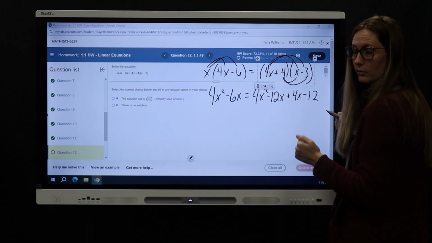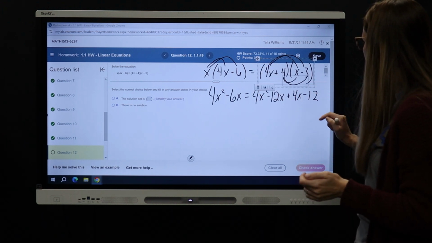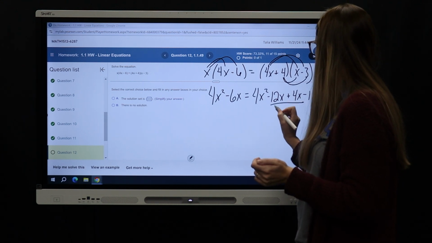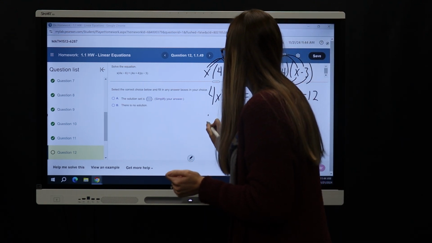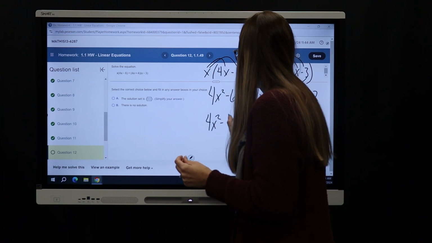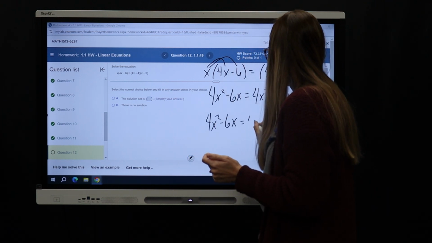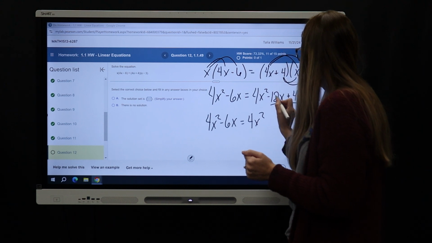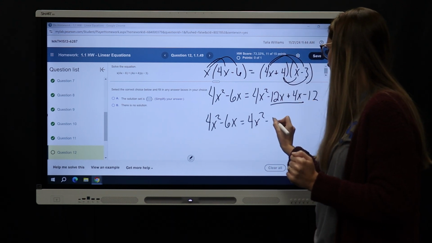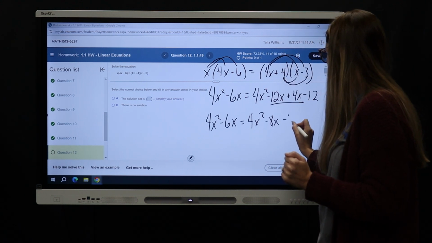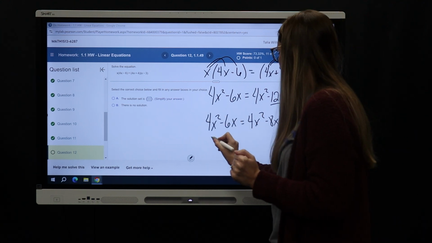I hope my arm's not blocking that. And then we can combine these terms right here. So I'm going to go ahead and write this back down. 4x squared subtract 6x equals 4x squared. Negative 12 plus 4 is going to give us negative 8x minus 12. Then we're going to combine our 4x squares.